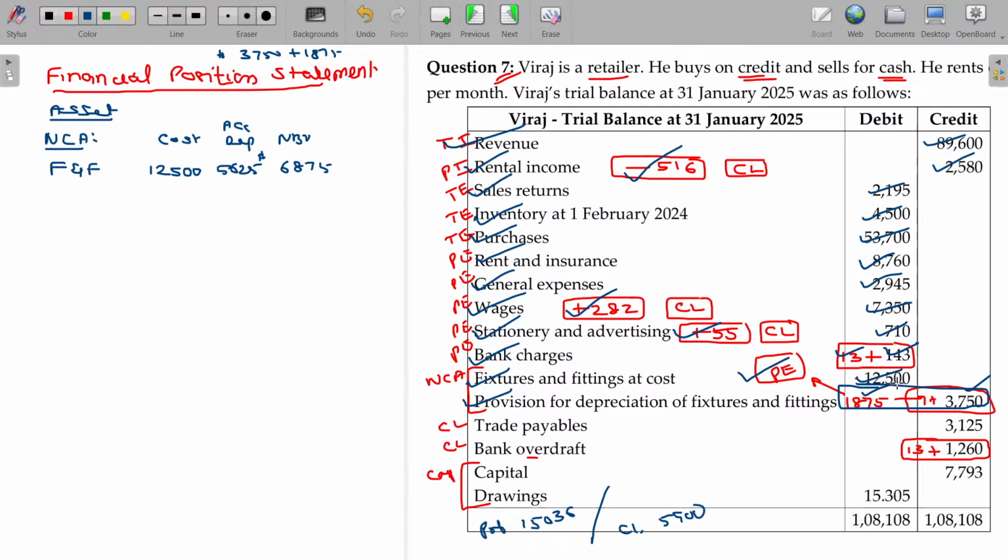Then do we have any other non-current assets? No. Only one non-current asset, so that is over. Then we'll go for the current assets. Under current assets, we have the inventory, closing inventory to be recorded here. Inventory value being 5,900. Do we have any other current assets? Currently we don't have any other current assets, only current liabilities. So 5,900. This will be here 6,875. This will be 5,900. Right.